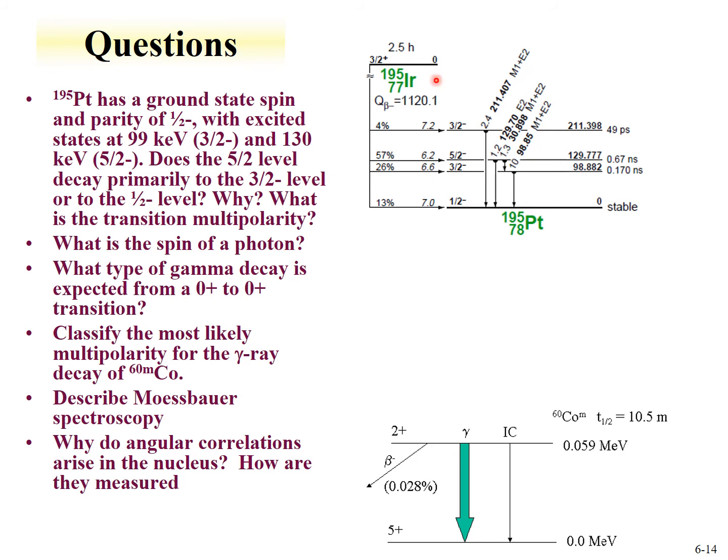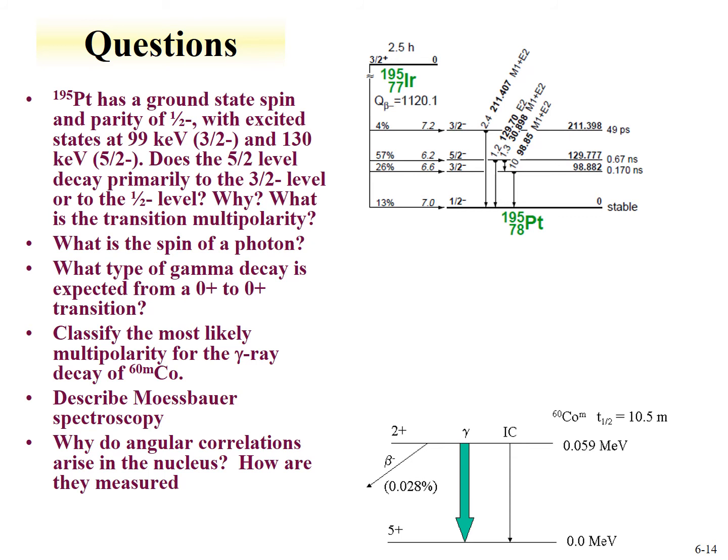If we look at the beta decay of iridium 195, it populates primarily, 57% of the time, this 5/2 minus state. The question is, when this 5/2 minus state is populated, which one is depopulated primarily: a transition from this 5/2 minus state to the 3/2 minus state, or the 5/2 minus state to the 1/2 minus state?